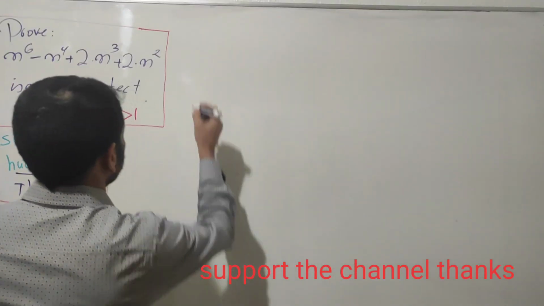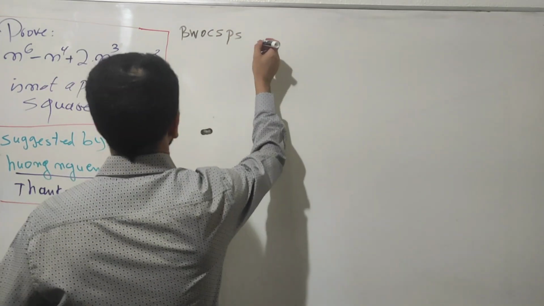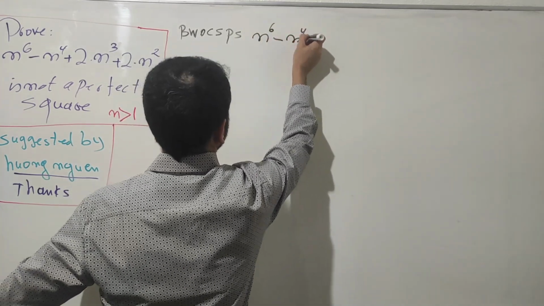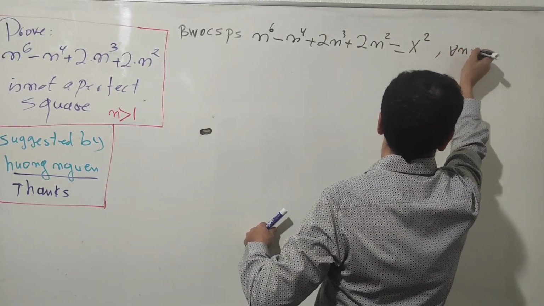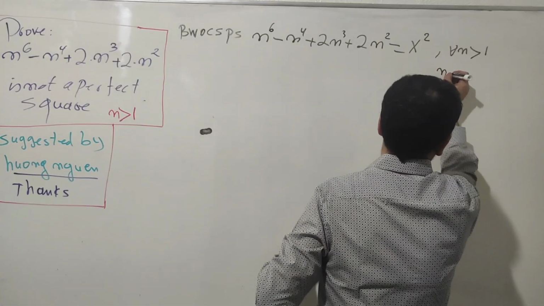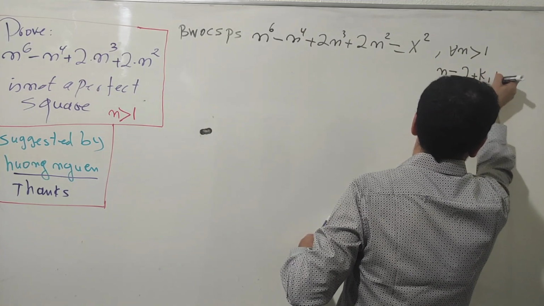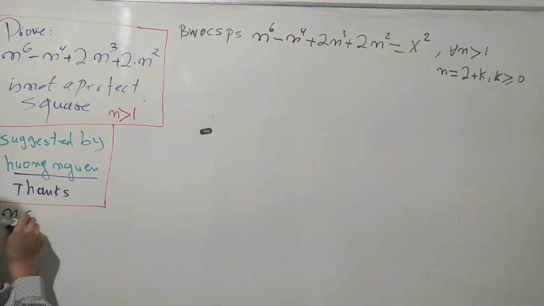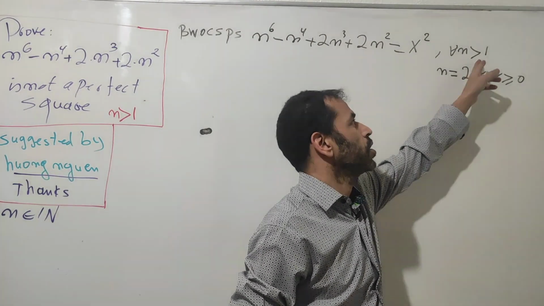So by way of contradiction, suppose n to the 6 minus n to the 4th plus twice n cubed plus twice n squared is a perfect square, x squared, for n strictly superior to 1. What does this mean? It means n can be written as 2 plus k, where k is greater than or equal to 0. So n is a natural number. n strictly superior to 1 is the same as n greater than or equal to 2.